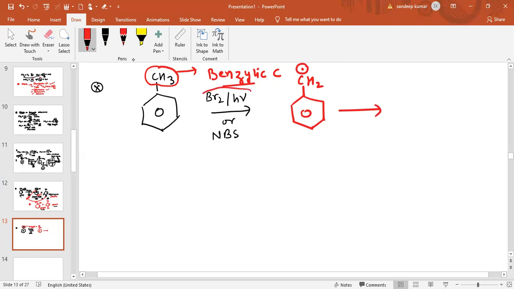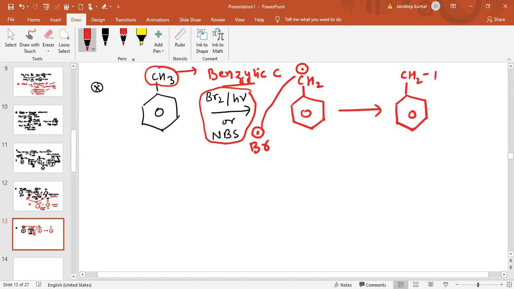Again, this reagent, which is Br2 in presence of sunlight or NBS, will supply the bromine free radical. Now these two will form a bond, and the product obtained is C6H5CH2Br. So this is all about the free radical substitution reaction.